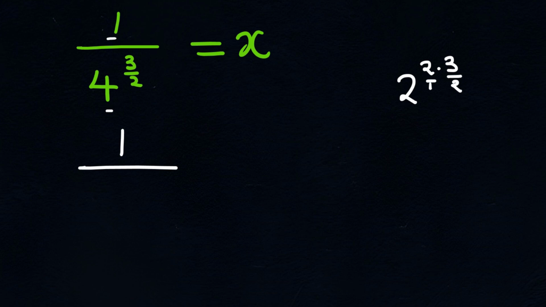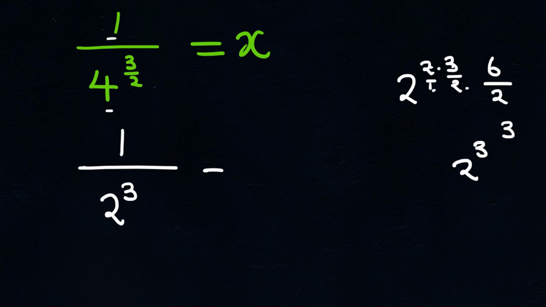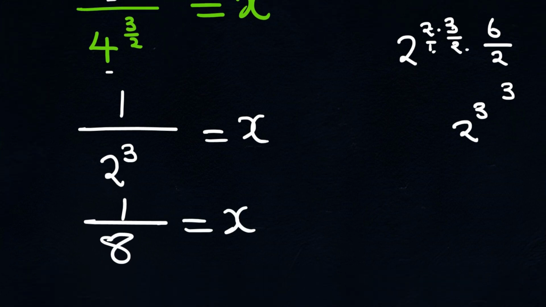So this is 2 over 1. 2 to the power of 2 multiplied by 3 is going to give us 6. 1 multiplied by 2 is going to give us 2. 6 divided by 2 is 3. So in the end, in the denominator, we're going to have 2 to the power of 3. So this is going to be 2 to the power of 3 is equal to x. And then we know that 2 to the power of 3 is equal to 8. So this is going to be equal to x.